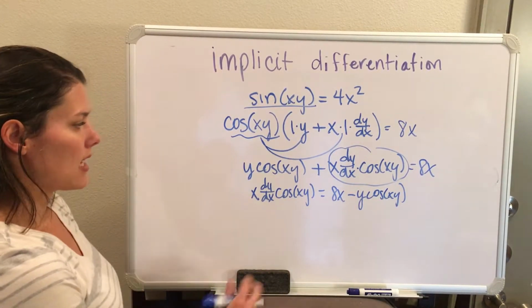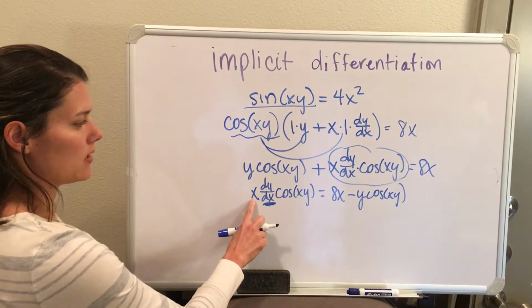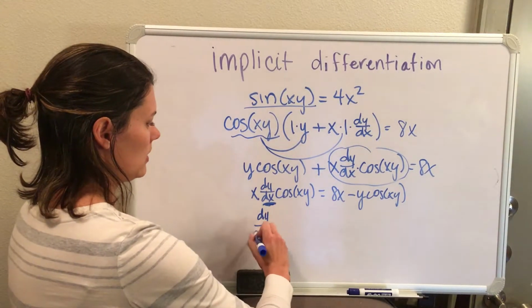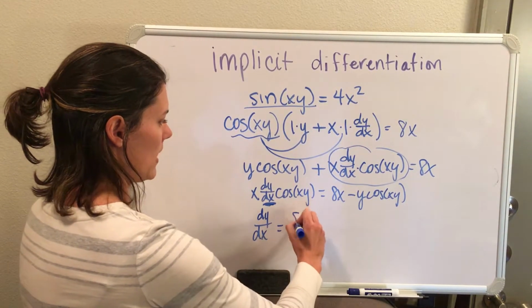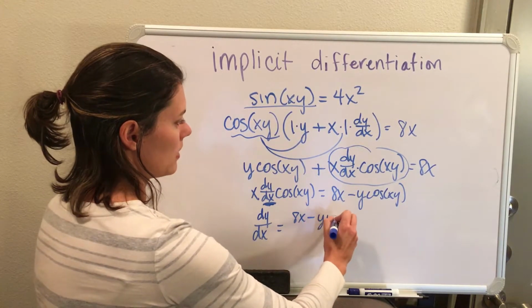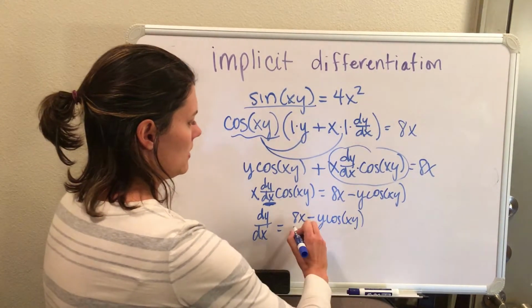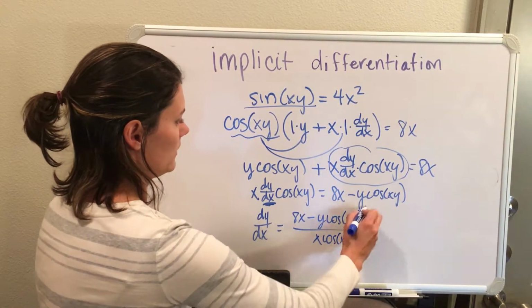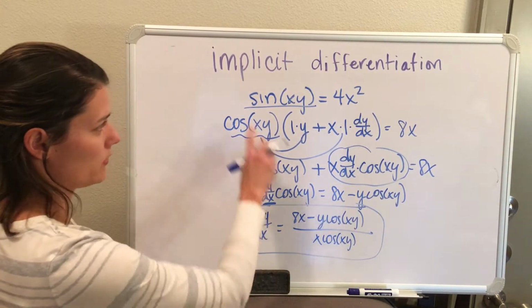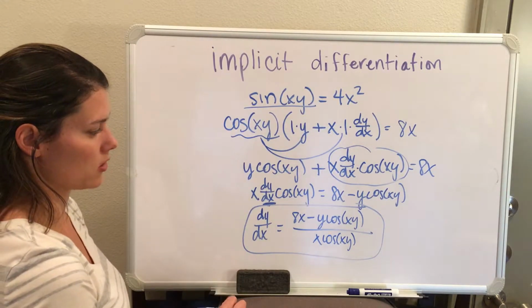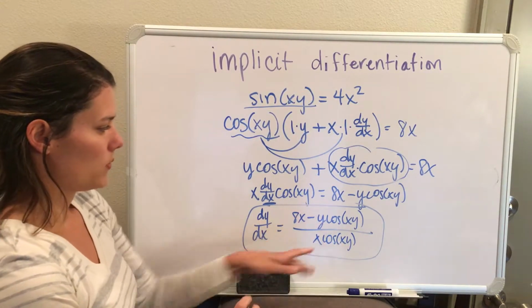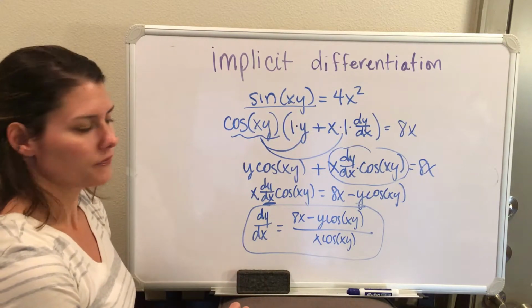And then for my last step, to solve for this, I'm going to divide the x and the cosine over to the other side. So dy over dx equals 8x minus y cosine of xy, divided by x cosine of xy. And this represents the derivative of our original implicit function. The cosines of xy do not cancel out. This would be your simplified answer.